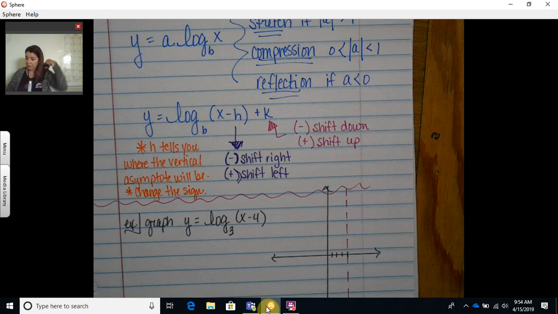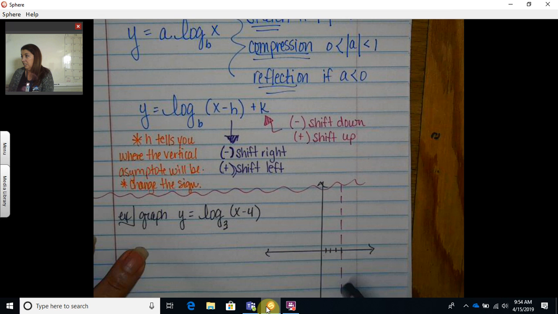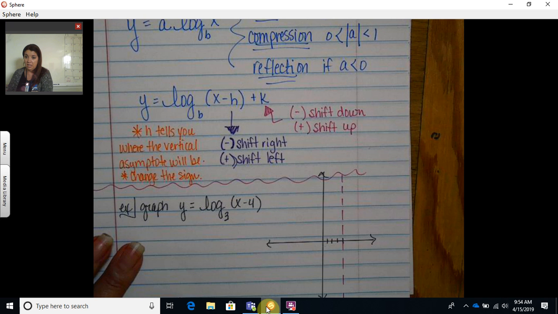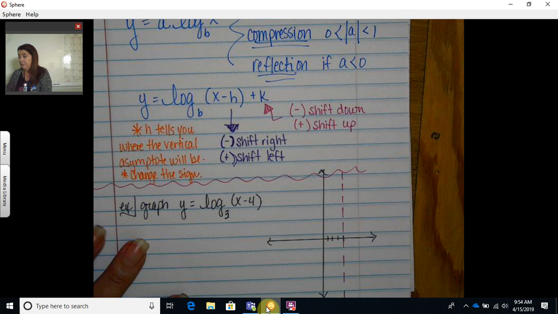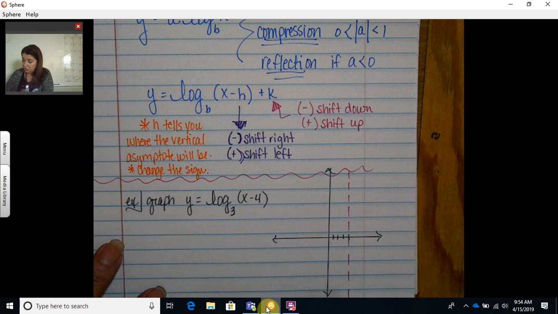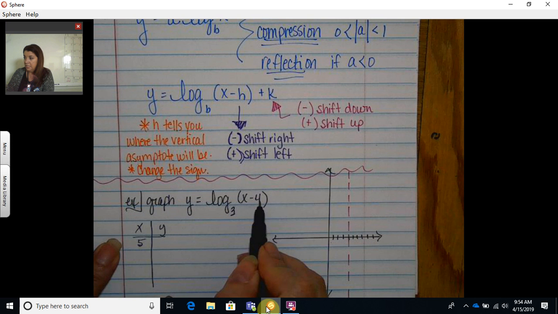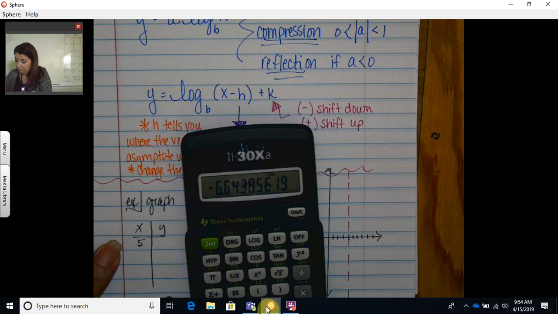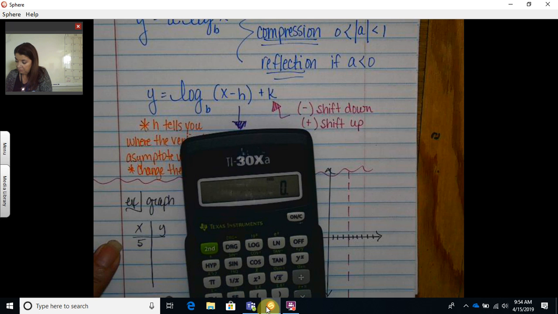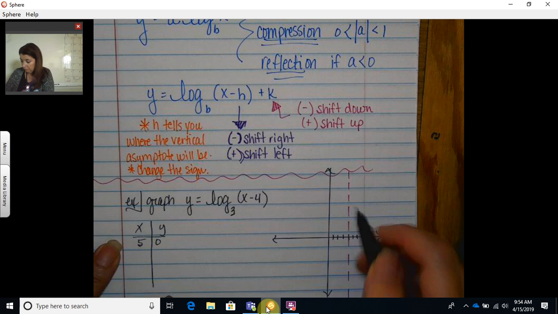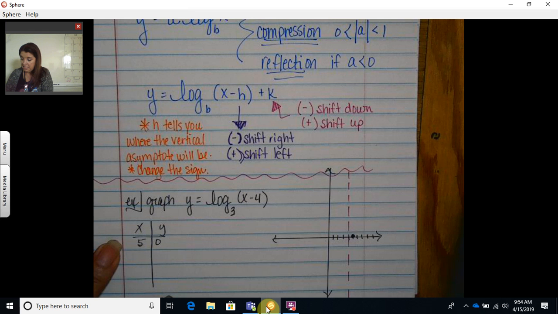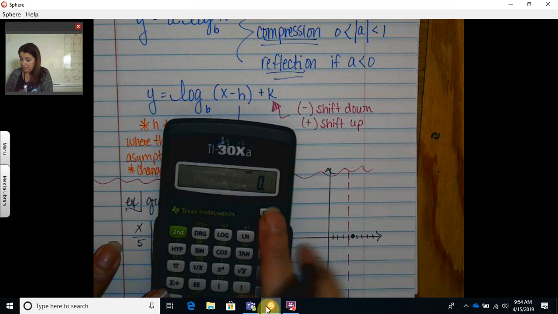So let's just find a few other ordered points. I know basically what it's supposed to look like. Let's just find some ordered pairs because on your assignment today, you're going to have to show me your table of values and your math. Okay? So let's choose 5 to start. So that would be 5 minus 4 is 1. So log of 1 divided by log of 3, right? And we get 0. Let me try 6. 6 minus 4 is 2. So log of 2 divided by log of 3.